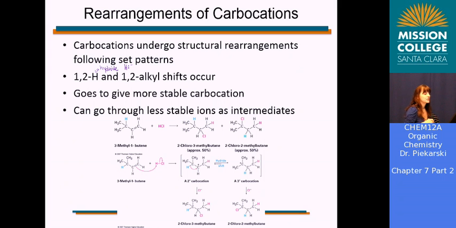Okay? So let's look at this here. If we had 3-methyl-1-butene reacting with HCl, we find that we get 50% 2-chloro-3-methylbutane and 50% 2-chloro-2-methylbutane. Why is that happening? Well, a lot of you would do the mechanism and you make the carbocation go on the secondary. Okay, awesome, that works, right? And then you react it with chloride and you make that product.